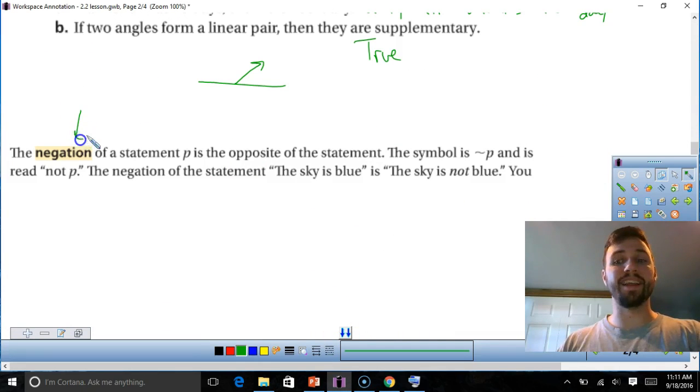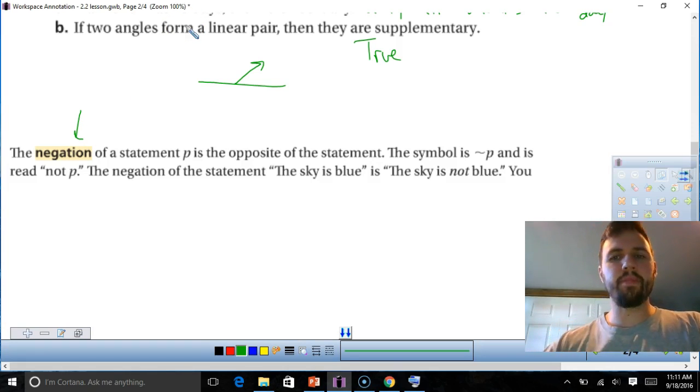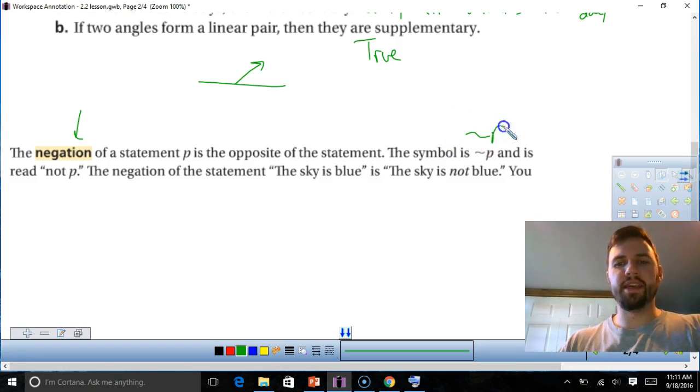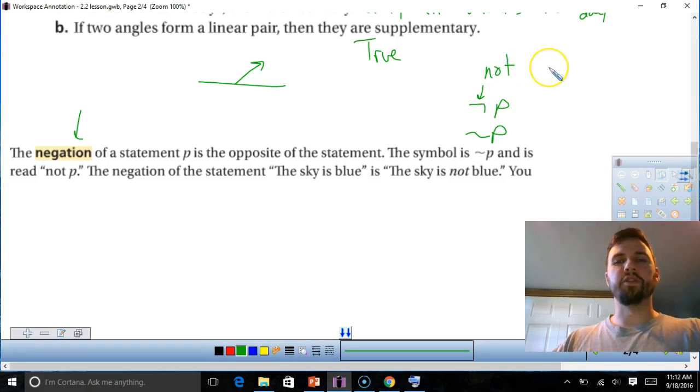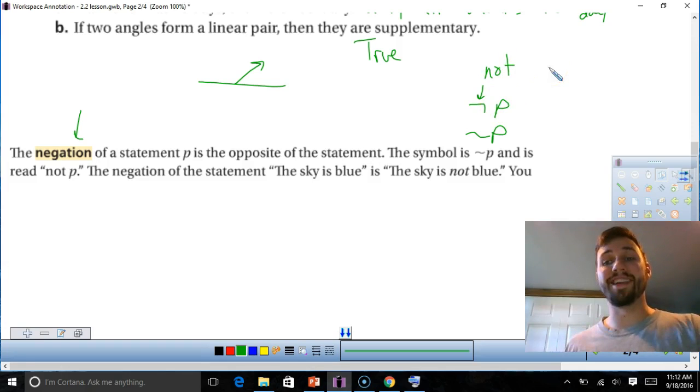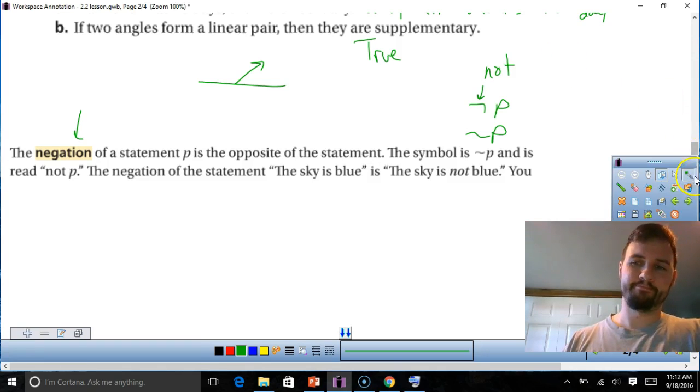The negation, negative, minus, opposite, not, other words that mean that, is written as squiggle P. That means not P. Or I'm going to write it like this, not P. Whenever you see that, it means not. So if your statement is the sky is blue, not P would be the sky is not blue. It depends what your definition of sky is.